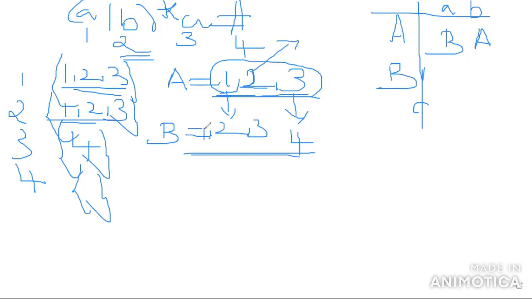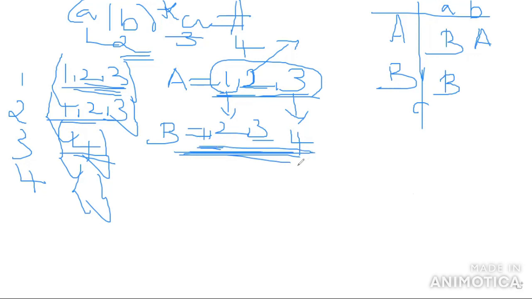Now B on a: out of 1, 2, 3, 4, the positions of small a are 1 and 3. The follow position of 1 is 1, 2, 3, and the follow position of 3 is 4. Merging these two follow positions gives 1, 2, 3, 4, which is already available. So it is B only.